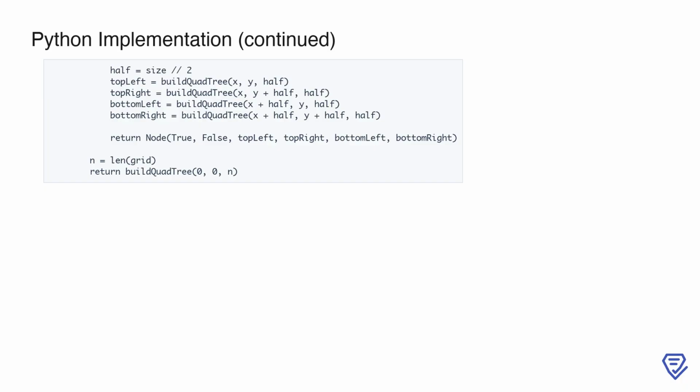Once the subregions are processed, we create an internal node. This internal node is not a leaf, so isLeaf is set to false, and its 4 child pointers are assigned to the respective subregion nodes. This allows us to represent the non-uniform region as a combination of its smaller, uniform subregions. Finally, we return to the main construct method. Here, we calculate the size of the grid, n, and initiate the recursive process by calling buildQuadTree with the entire grid, starting from the top left corner, 0, 0, and using the full grid size. This results in the construction of the complete quad tree, which is then returned as the output of the method.